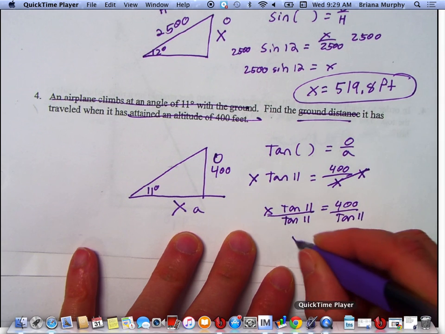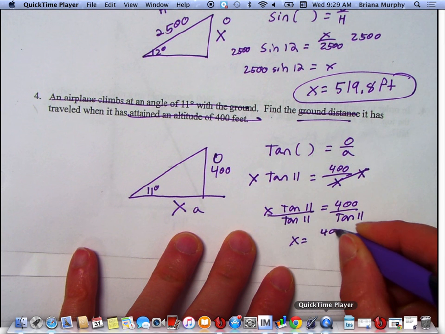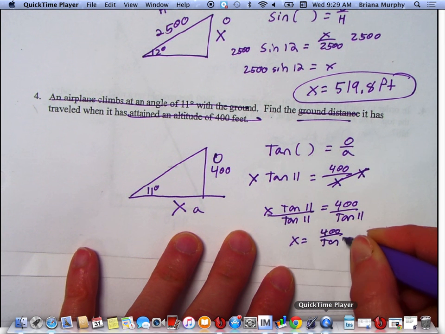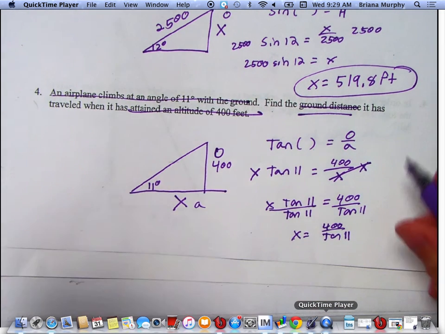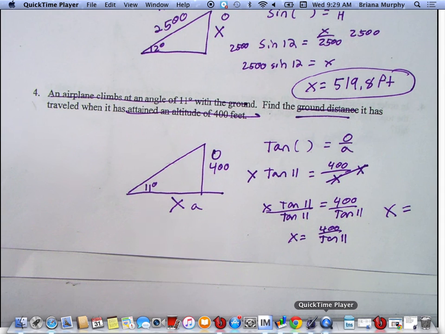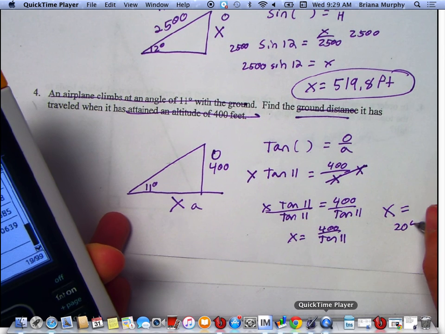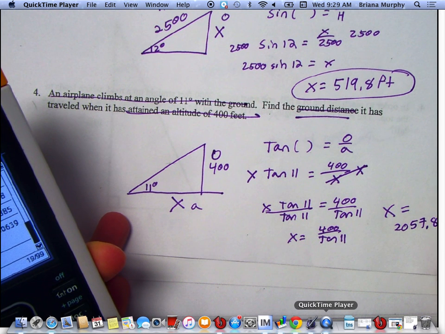So I just plug this in the calculator. 400 divided by tan 11. X is 2,057.8 feet.